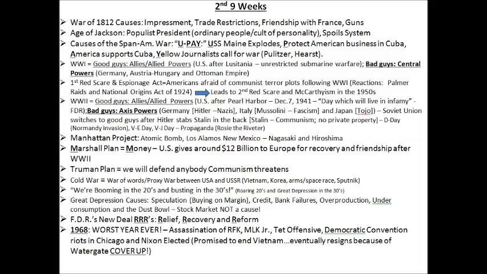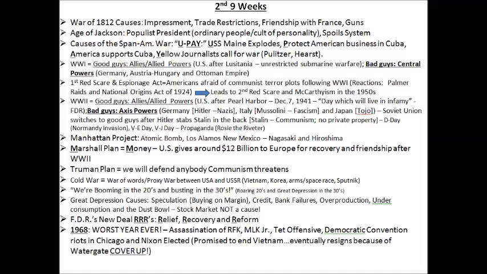Alright, the Age of Jackson. He was our first populist president. That is, he appealed to ordinary people. And it was more about a cult of personality than it was about his particular policies and things like that. He also used the spoils system. The spoils system is you appoint your friends to political positions and reward them with jobs and things like that. So you spoil them. That's the spoils system.